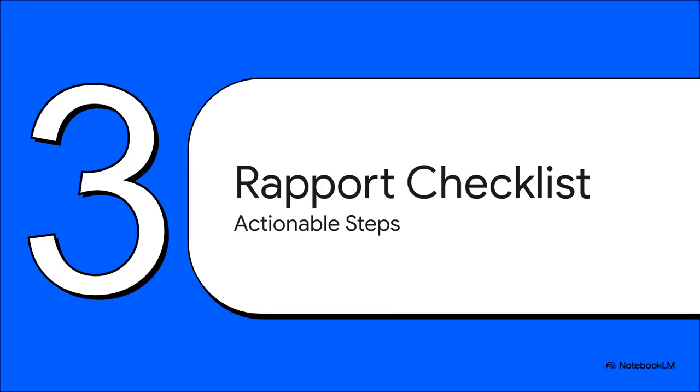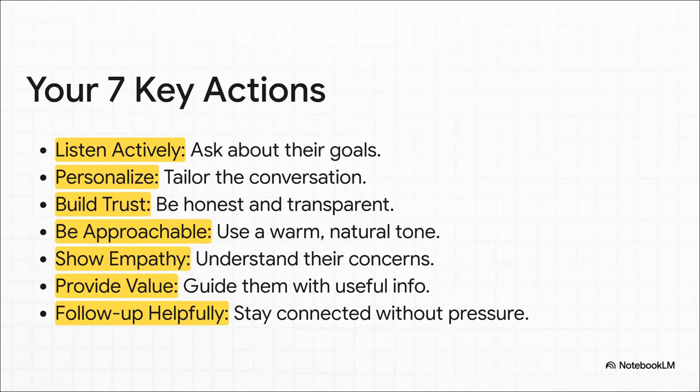Okay, we've looked at the good path and the bad path. Now, let's pull all of this together into a super simple, actionable checklist that you can use to make sure you're always building that bridge. So here it is, 7 key things you can do to build amazing rapport. Every single one of these points back to the same core idea. You've got to put the student, their needs, their goals, their worries, right at the very center of the conversation. Just think of this as your personal roadmap for every single meeting.